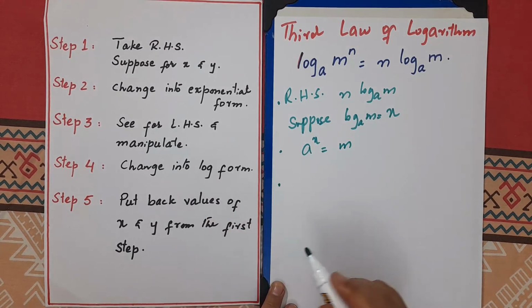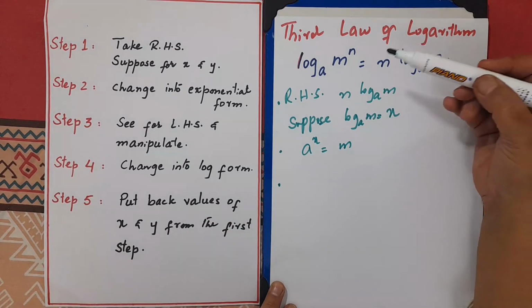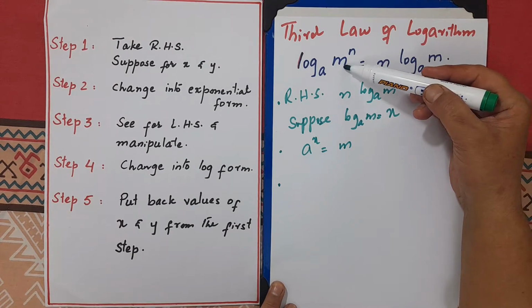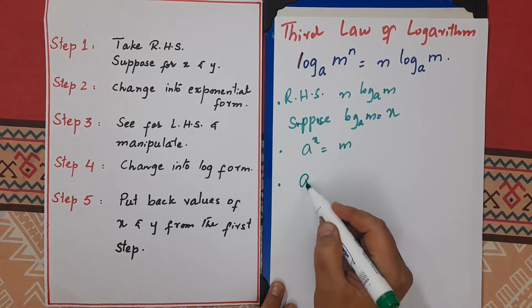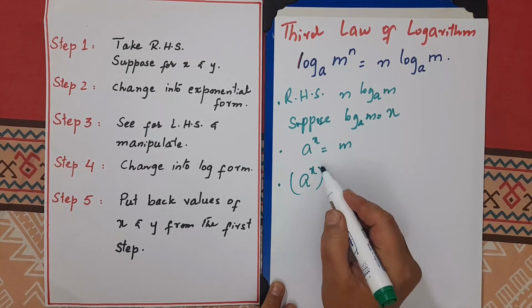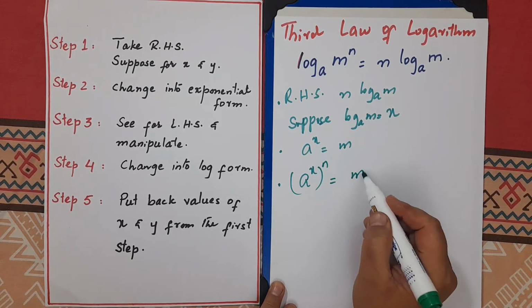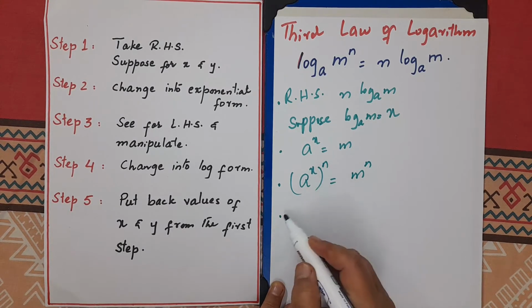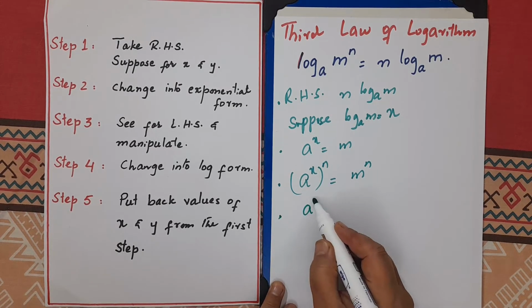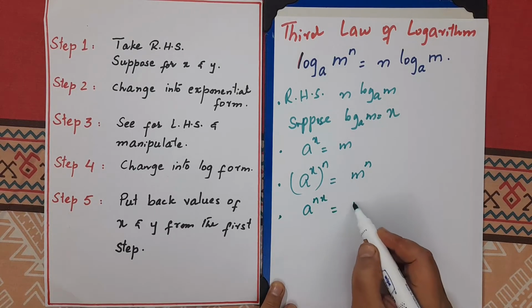Third step, see for left hand side and manipulate. You just have a look at left hand side, m power n. So we will be needing power of a, so we are going to take power of n on both sides of it. M raised to the power n. Power of the power, a raised to power nx is equal to m power n.